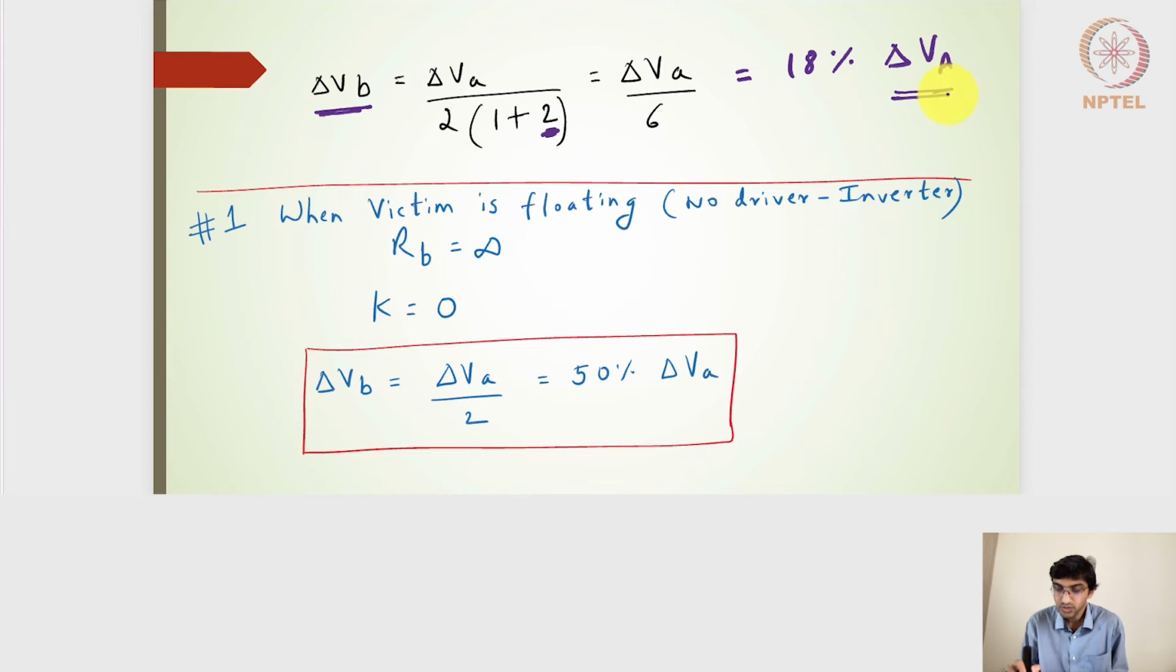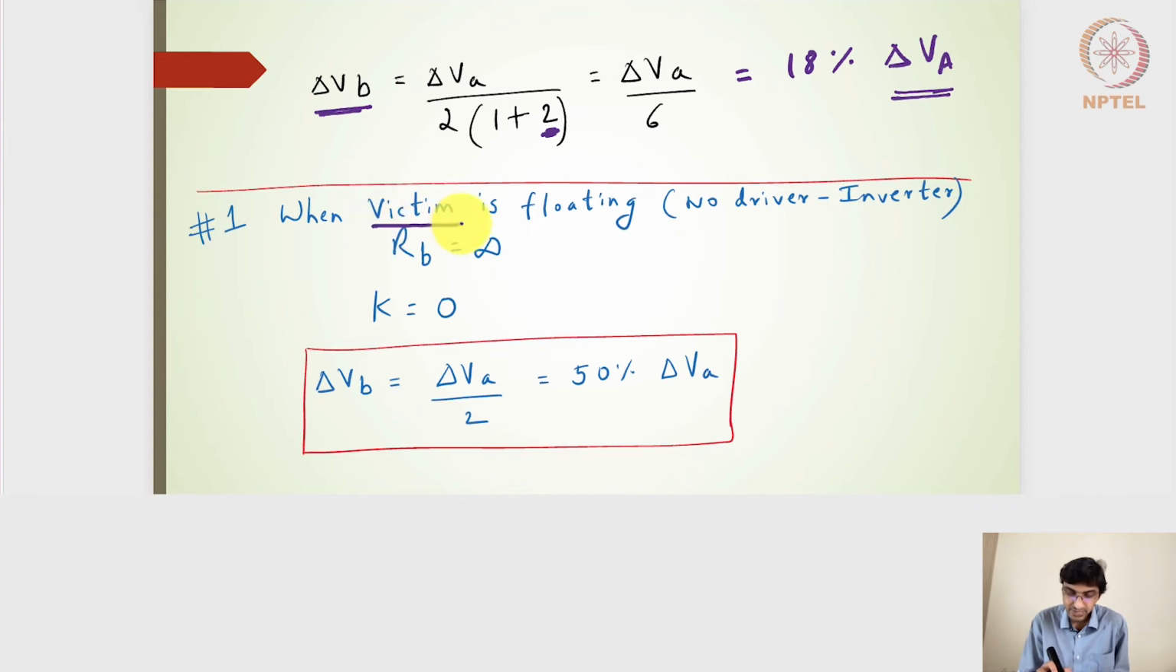So a change of 0 to 1 volts on the A side, on the aggressor side, will have an effect of 18%, so 0.18 volts, on the victim side. So now let's take case by case and also see some cases where we have different widths on the driver side for both the aggressor and the victim line.